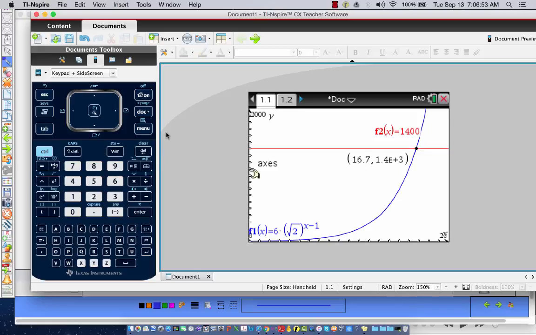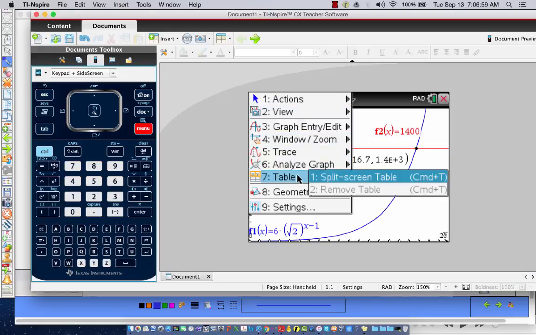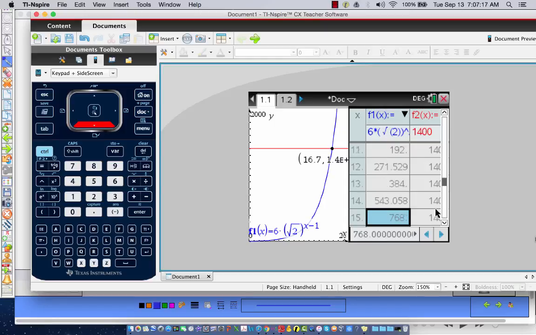Okay, the other way you can do it is using a table. If I go to menu again, table, and do a split screen table. Watch this. Okay, so look what's happening here. The first term is 6. The second term is 8.48 about. The third term is 12. So I can just keep scrolling down until I see where I exceed 1400 and I can get the term. And you can see at the 16th term it equals 1086 and the 17th term equals 1536. So I've just shown you 3 ways that we can solve this problem.